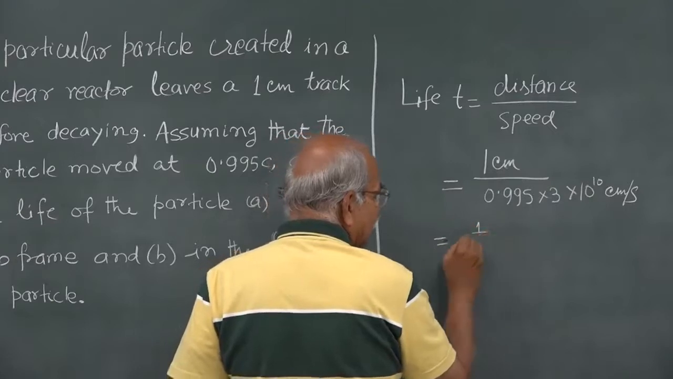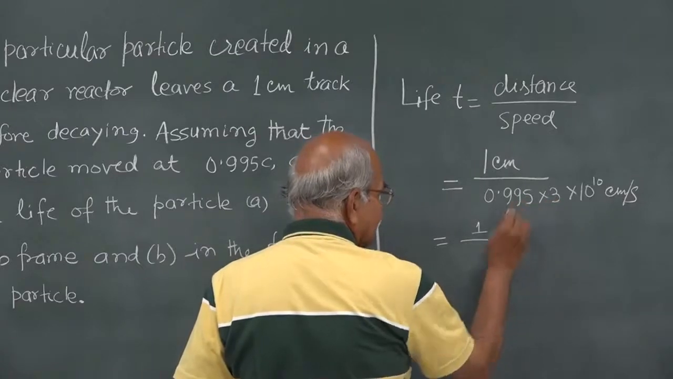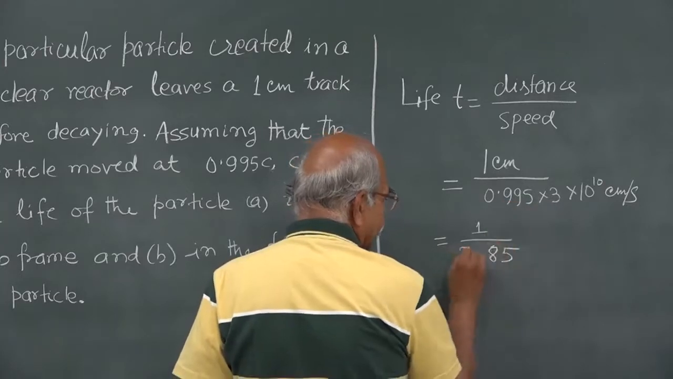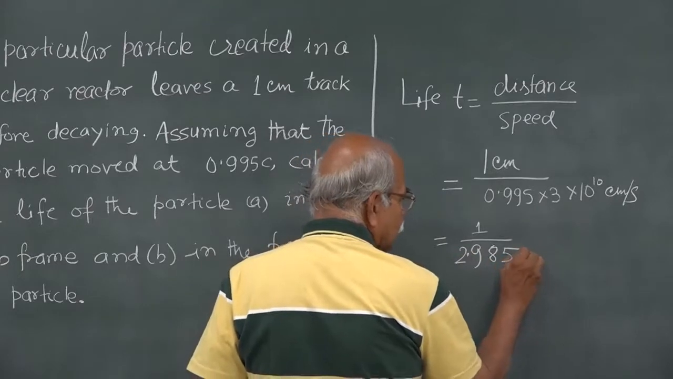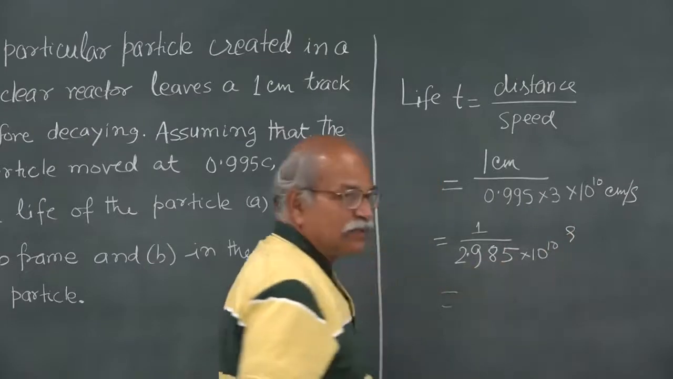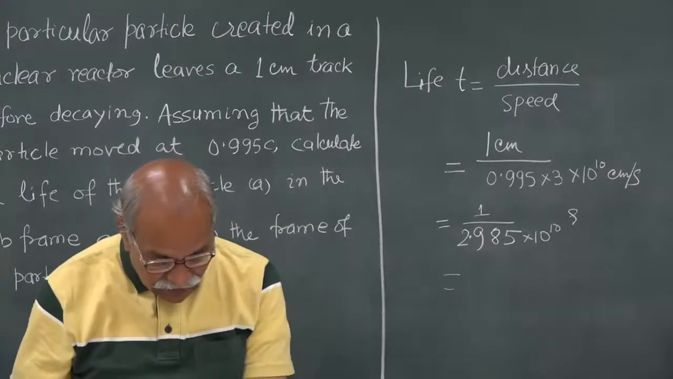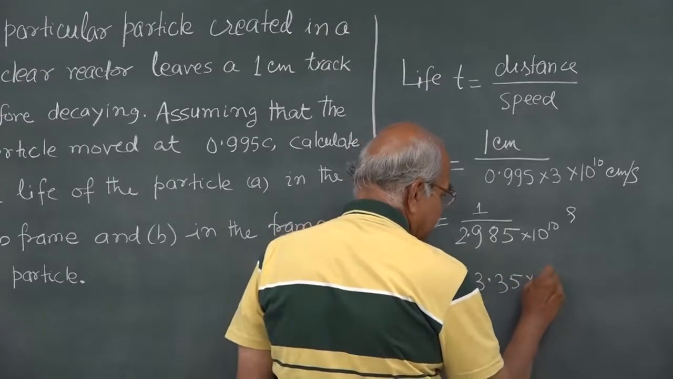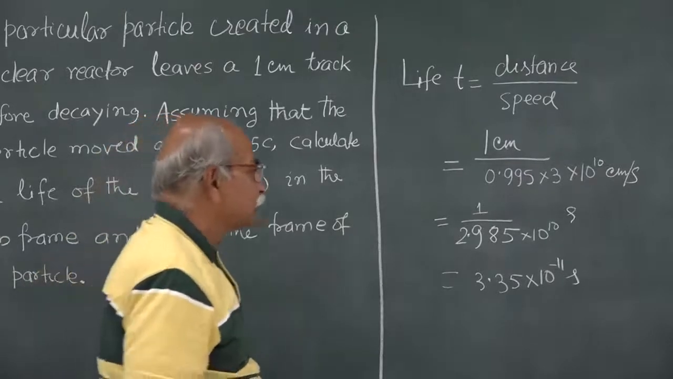So, it is 1 divided by 3 into this is 15, 1, then this 27, so 28, and then 2, then 27 and 2, 29. So, it is this, and into 10 power 10, these many seconds. You can work out how much it is for these many seconds. So, if you do it, the answer is 3.35 into 10 power minus 11 second. Okay.